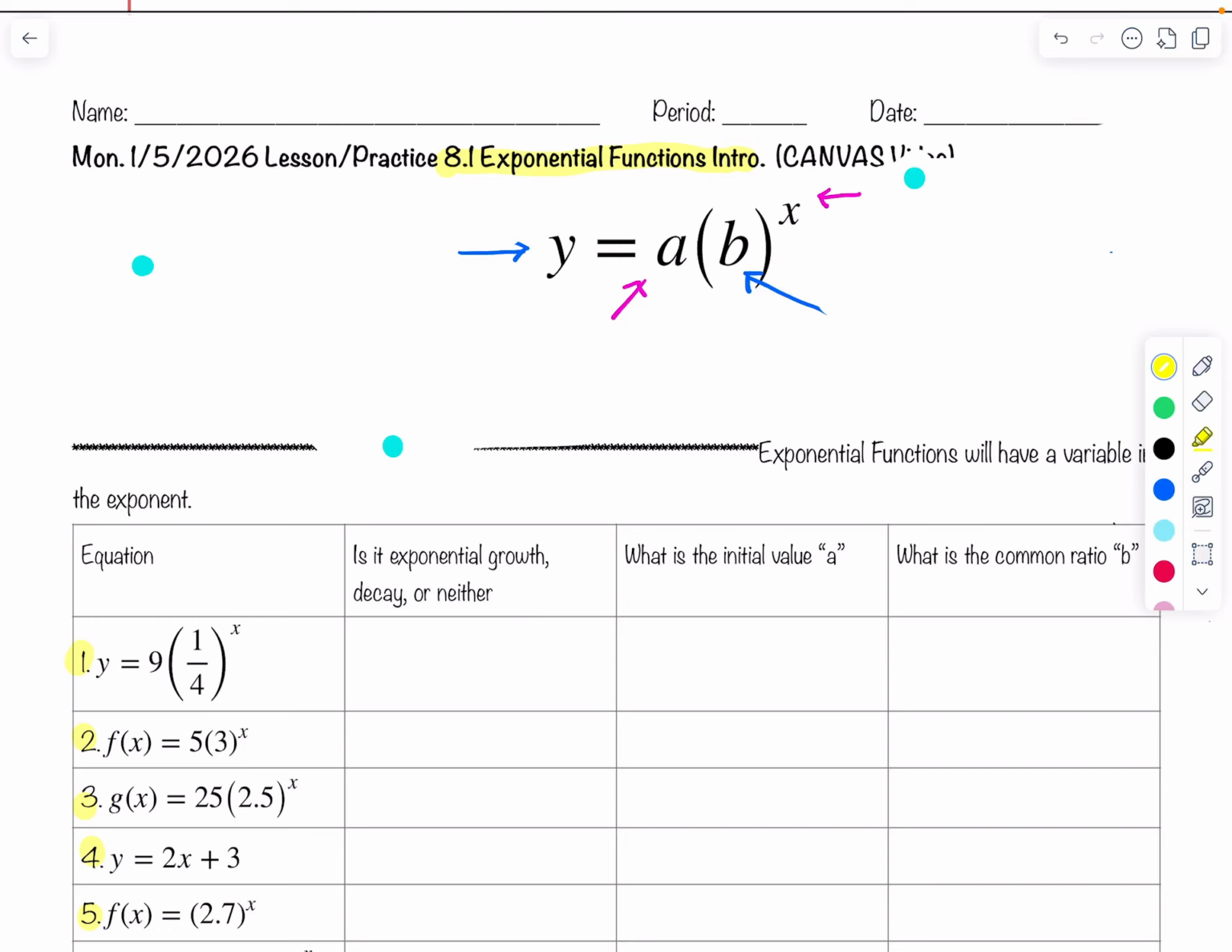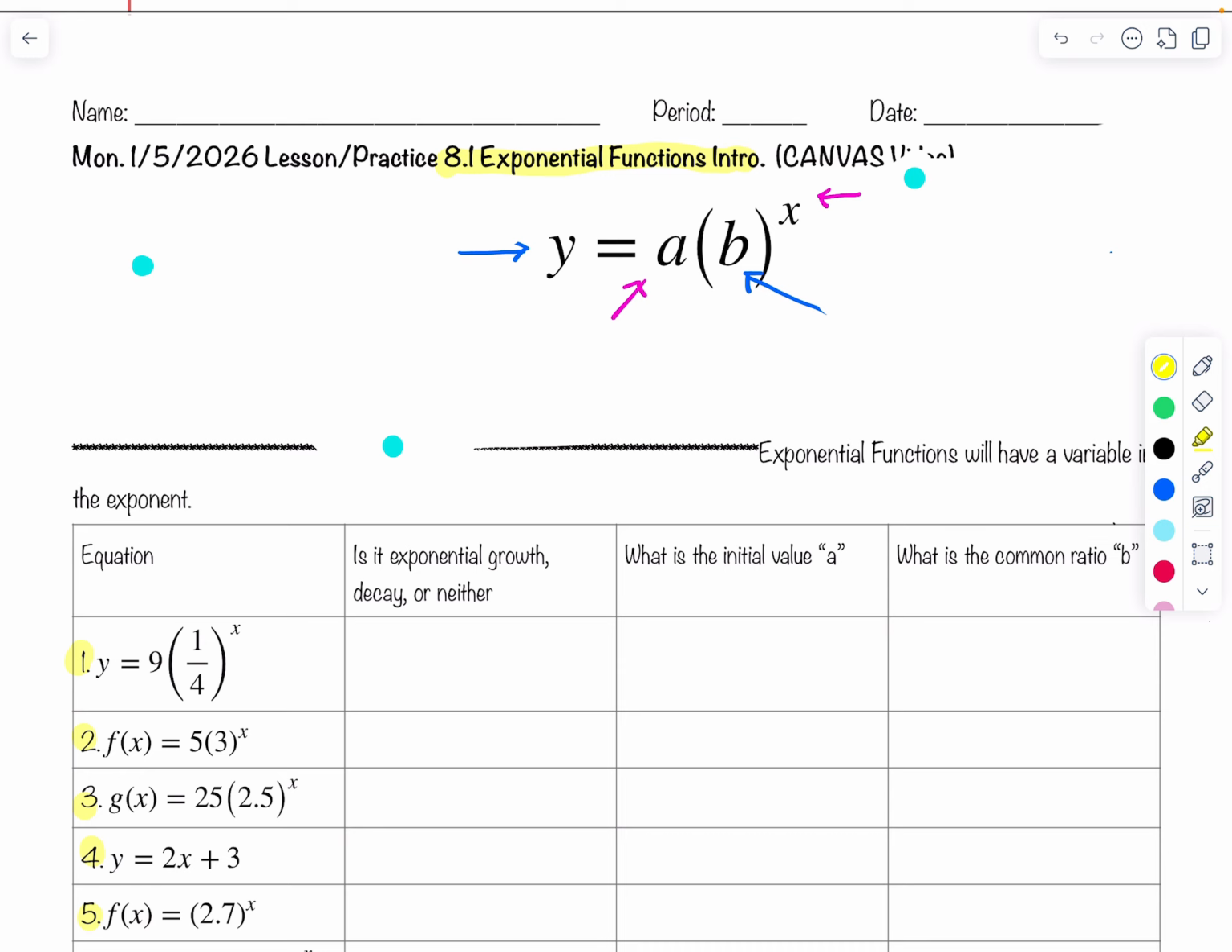Hey guys, let's go ahead and get started with 8.1 Exponential Functions Introduction. Now we have an equation here, y equals a times b to the x. When I'm looking at this, there are the variables y, a, b, x.